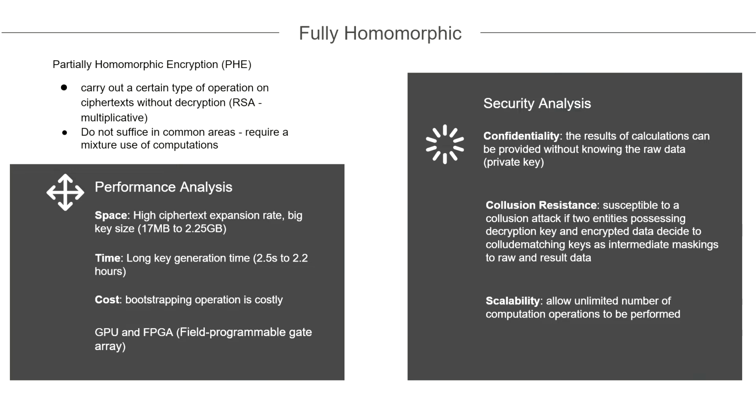The results of calculations can be provided without knowing the raw data, so the confidentiality of data is kept from the cloud provider. Homomorphic encryption would be susceptible to a collusion attack, but certain schemes can keep it collusion resistant. And homomorphic encryption is scalable when decrypting because it allows a limited number of computation operations to be performed. A fully homomorphic encryption has a high ciphertext expansion rate, big key size, and long key generation time, and its bootstrapping operation is costly. But current implementations using GPU and FPGA improve this circumstance.